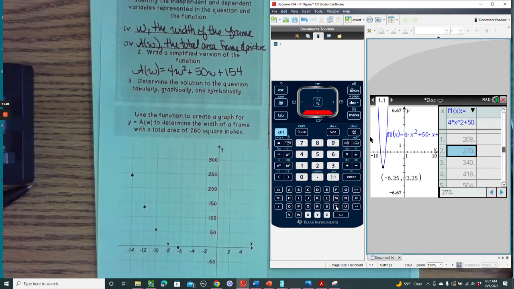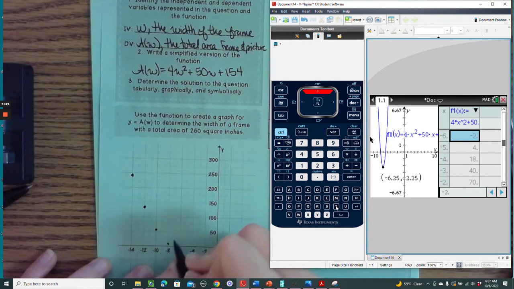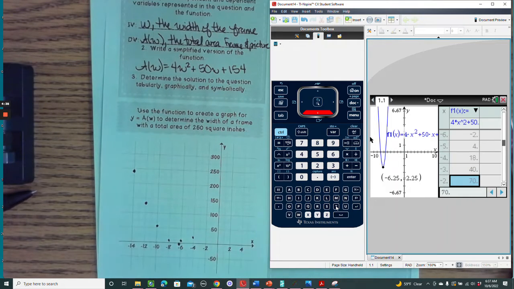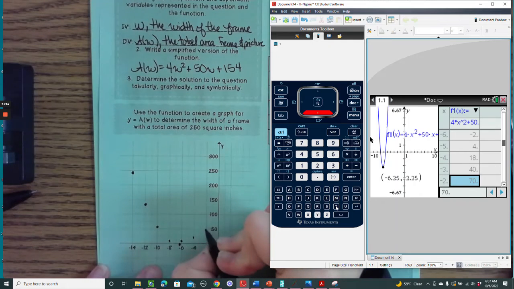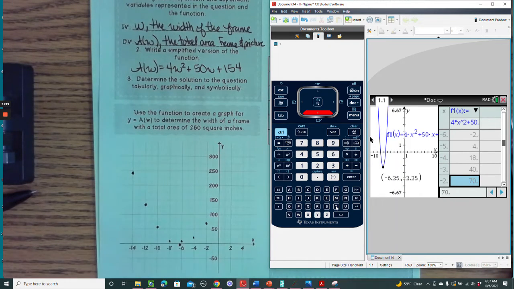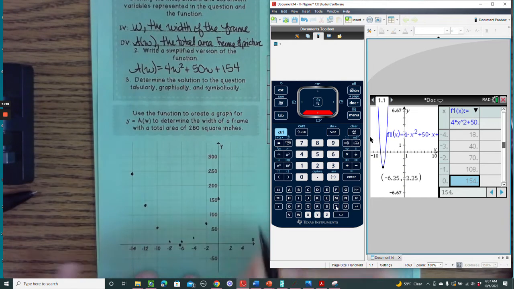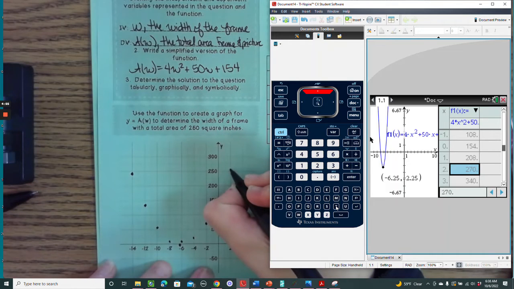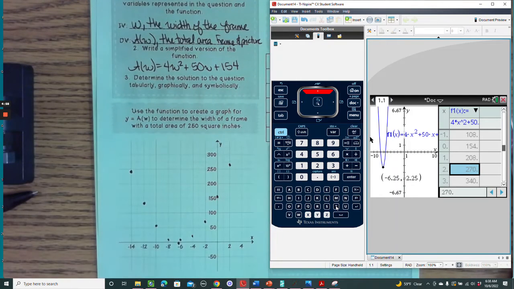So negative 6, let's see. Negative 6 would be negative 2, which is going to be really low. Negative 4 and 18. Negative 2 and 70. Let's see, 0 and 154. We'll do one more, 2 and 270. It at least gives me an idea of what this is going to look like.